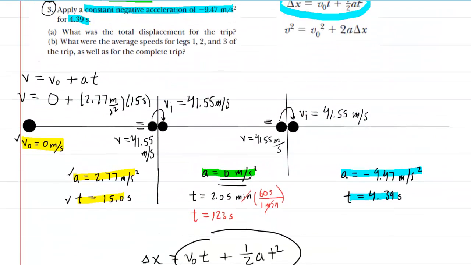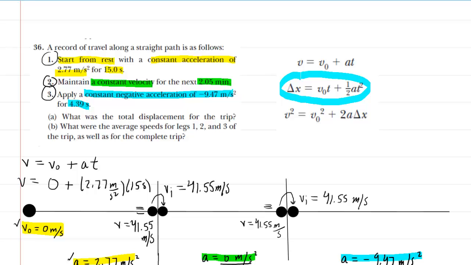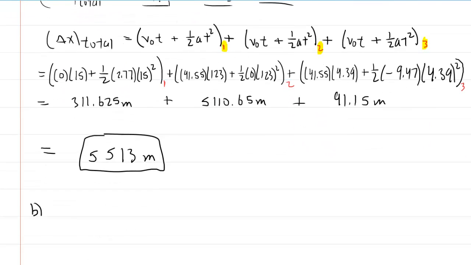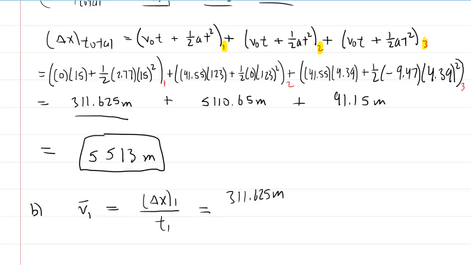We'll move on to the other part, B, which wants us to get the average speeds for all three legs of the journey. We'll come down here and calculate those. Now, the average speed for segment 1 would be the distance traveled in segment 1 divided by the time of segment 1. And so the distance traveled in segment 1 was the 311.625 meters, and the time for segment 1 was the 15 seconds.